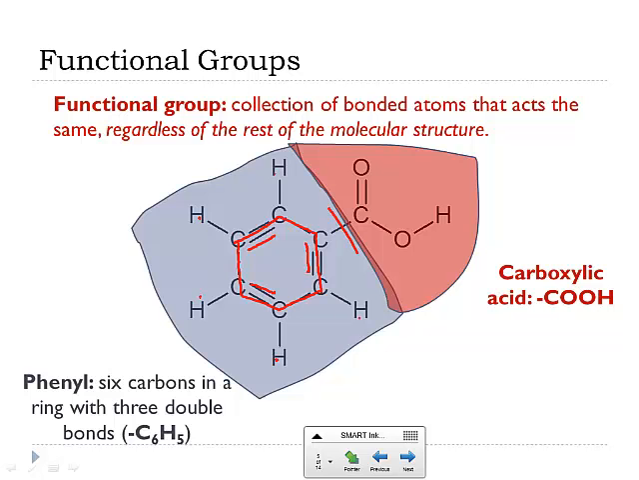Another functional group is a carboxylic acid. You see C, O, H, and O. So a carboxylic acid often gets abbreviated COOH. That's another type of functional group. Whether I have a carboxylic acid like this on this molecule or on a different molecule, carboxylic acids tend to act the same way no matter what kind of molecule they're attached to. Phenyl rings tend to act the same way no matter what kind of molecule they're attached to.